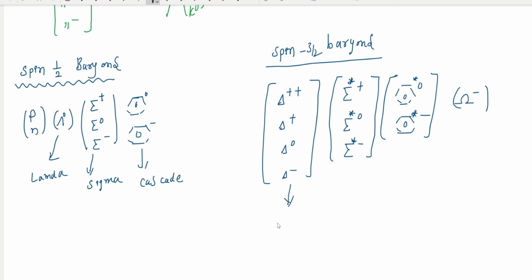These are the delta particles. These are the sigma particles. These are the cascade particles. These are the omega.